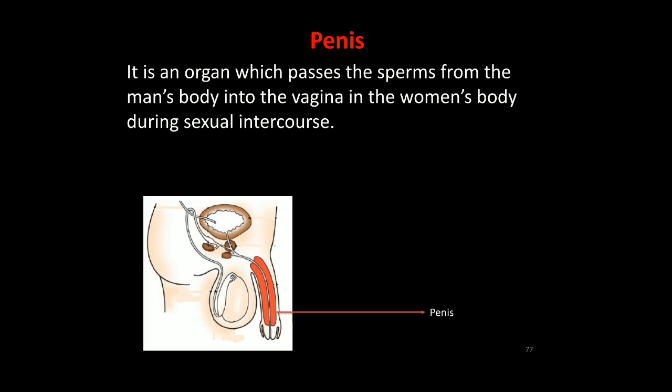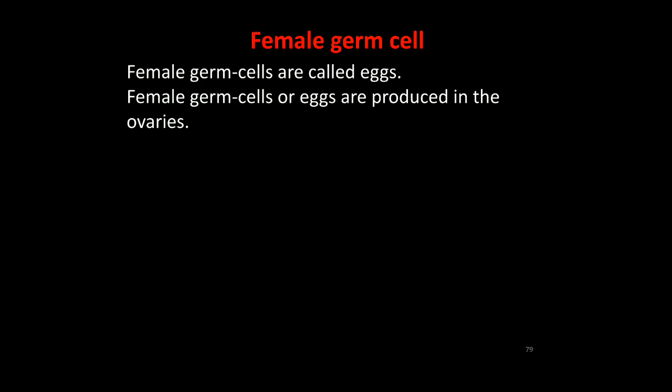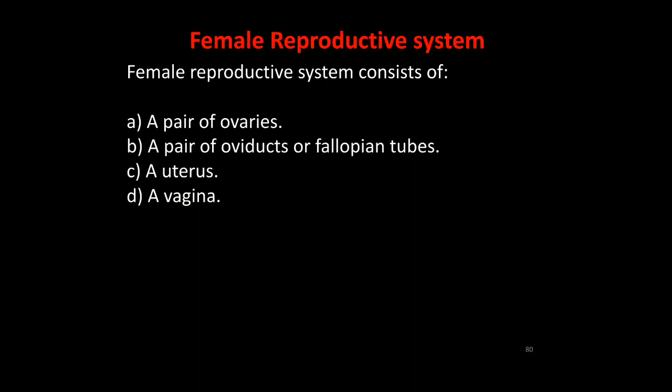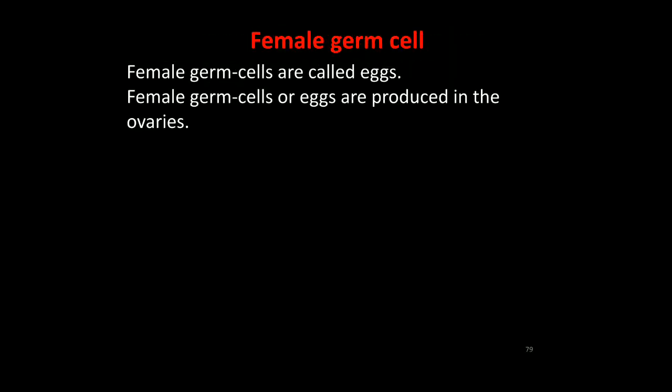Now, female reproductive system. Female germ cells are called eggs. Female germ cells or eggs are produced in the ovaries. If you remember, male germ cells or male reproductive cells or male gametes are called sperms. Female germ cells or female reproductive cells or female gametes are called eggs. Eggs are produced in the ovaries.